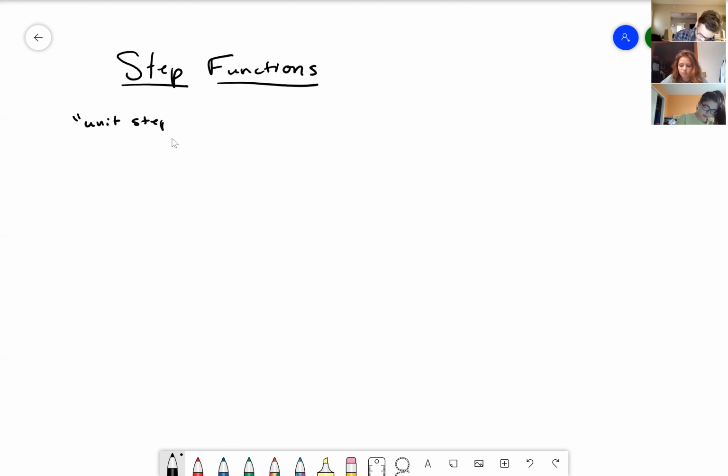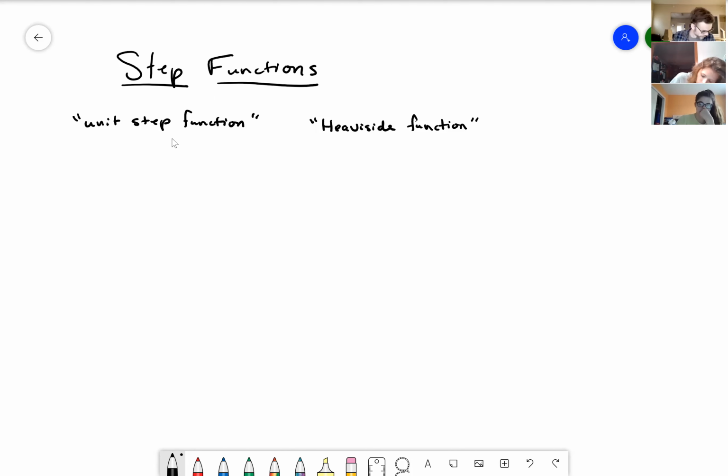So, like I said, today we're talking about step functions. And so the simplest example that I can give of a step function is called the unit step function, also known as the Heaviside function. This is named after a mathematician whose last name was Heaviside, and his first name I don't remember. But he did a lot of work on advancing the understanding of Laplace transform.